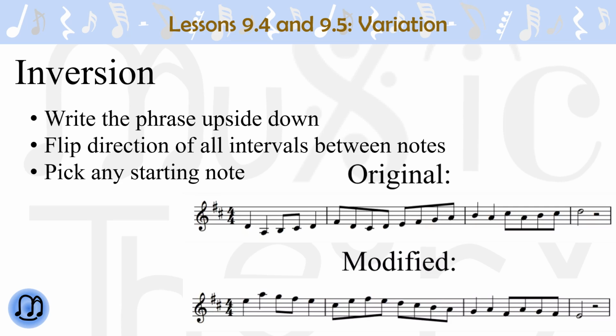The second note in the original is a perfect fourth below the first note, so the second note in the modified phrase needs to be A, which is a perfect fourth above the first note. The third note is a major second above the second in the original, so the third note in the modified phrase is a G, a major second below the second note.